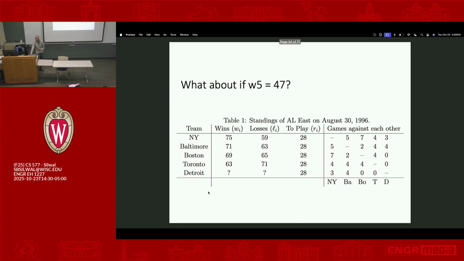So we'll see. What if I told you at that point Detroit had won 47 games? Then it's not so clear, right? Because 47 plus 28 is 75, I think. It has to be an odd number, so I think it's 75. Can someone tell me, does that team ever have hope of being first place, if I told you at this stage of the table it has won 47 games?